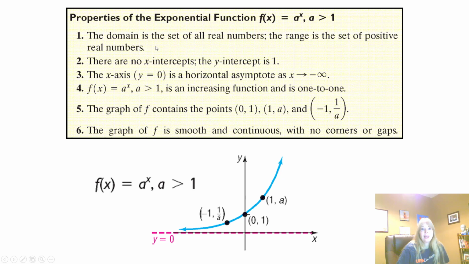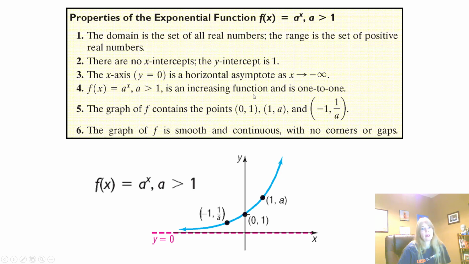So the properties of the exponential function, where a is just some number greater than 1: the domain, the x values, goes to the left and to the right forever, so all real numbers. The range, though, notice it never hits 0, and it never goes negative. So this is my horizontal asymptote. What this is saying is basically if you raise anything to a power, you are never going to get 0 or a negative number.